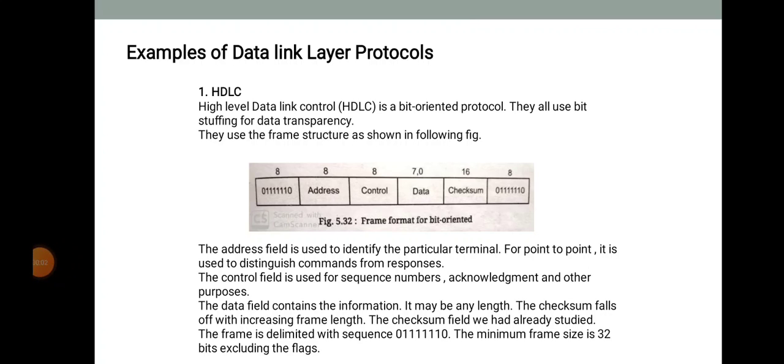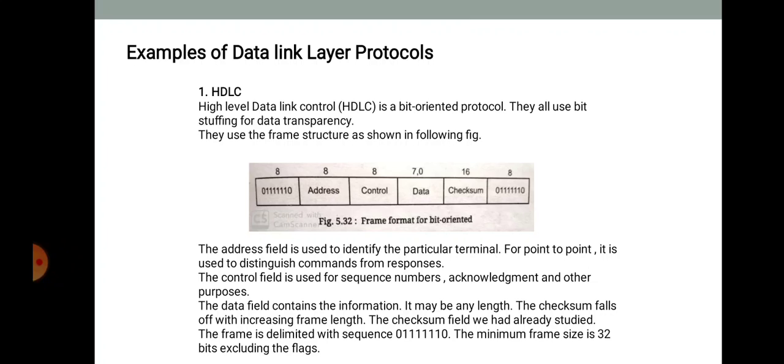Hello students, today we will see the next topic, examples of data link layer protocols. Now here we will study some examples of the data link layer protocols. The internet uses PPP, that means point to point protocol, as a primary data link protocol over the point to point lines between routers and for the dial-up connections.